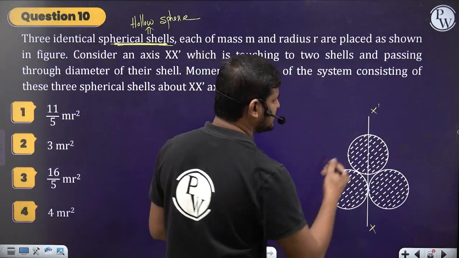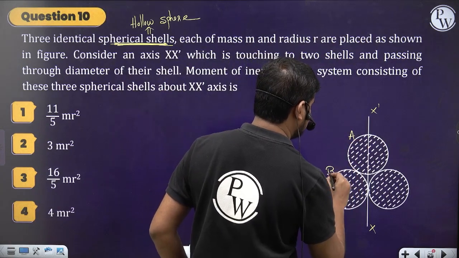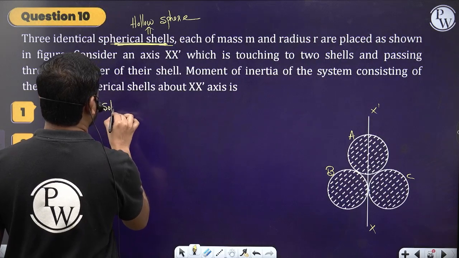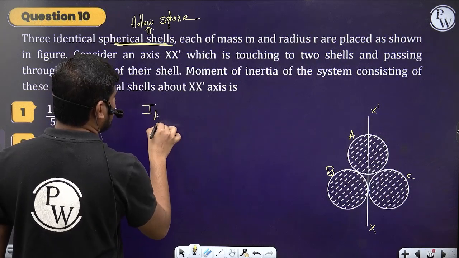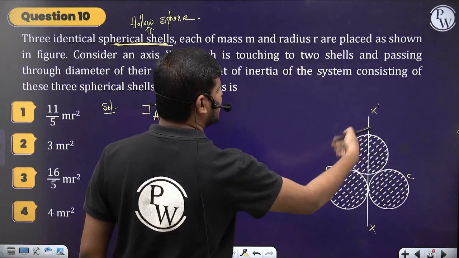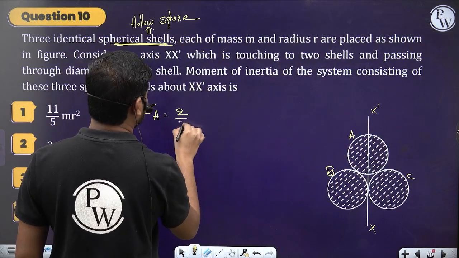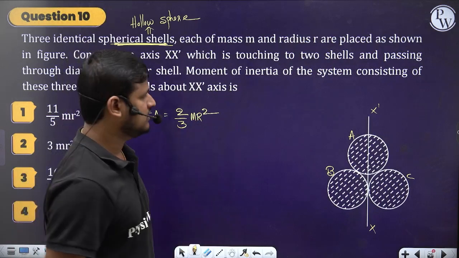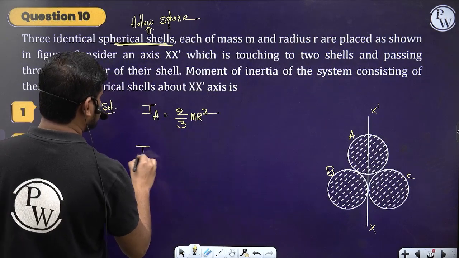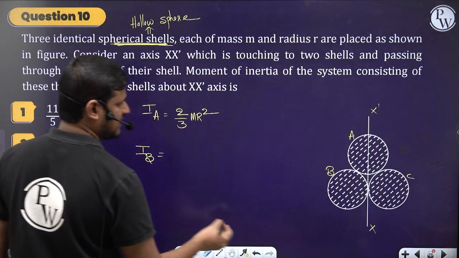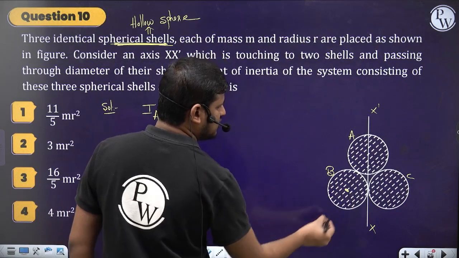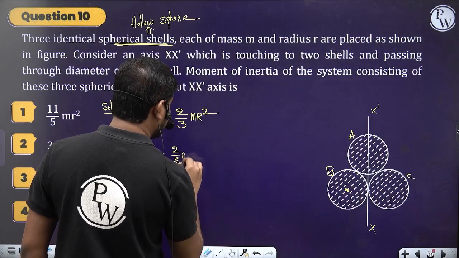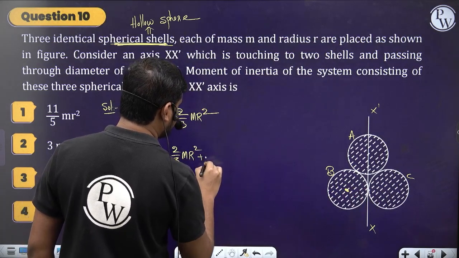Let's consider this is A, this is B, this is C. So the moment of inertia about A we already know, passing about the diameter of the spherical shell, which is nothing but 2 by 3 mr square about A. Now the moment of inertia about B: about diameter we know, so now we need about tangent, which is nothing but 2 by 3 mr square plus mr square, yes or no?